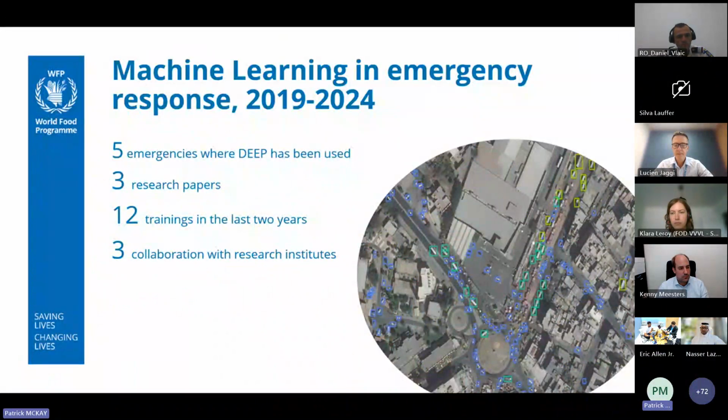To date, this is where WFP has used it, not our partners. We've done 5 emergencies. We've published a number of papers. We've done a lot of trainings and given people the ability to use both drones and the AI tool DEEP, which is part of our training.